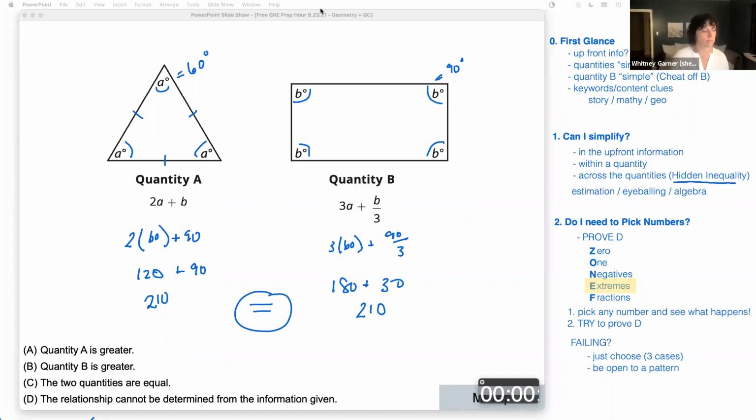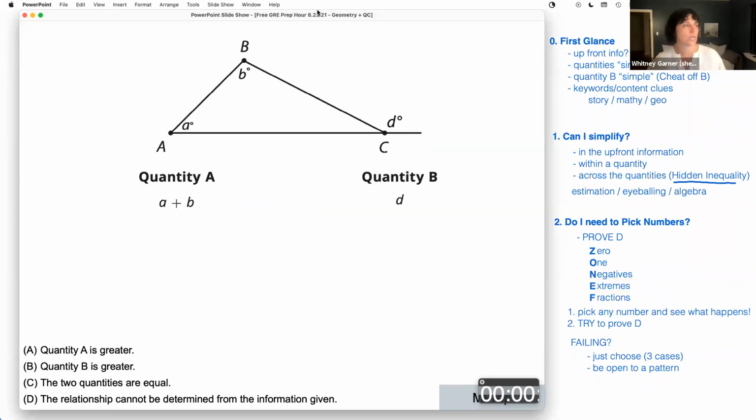And that's going to be the case. Sometimes we're never going to pick numbers just because simplifying got us all the way where we wanted to go. Okay, great. So let's try it again. Let's go this route. And again, upfront information. Check in the quantities. Can I simplify? What does that look like? And we'll take a peek.